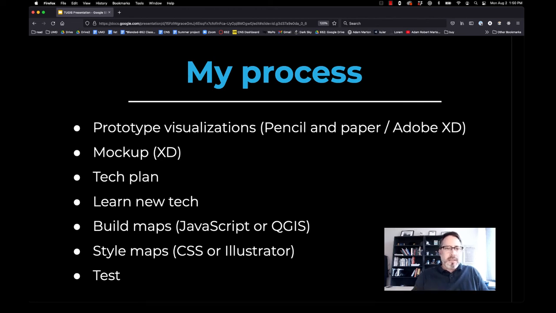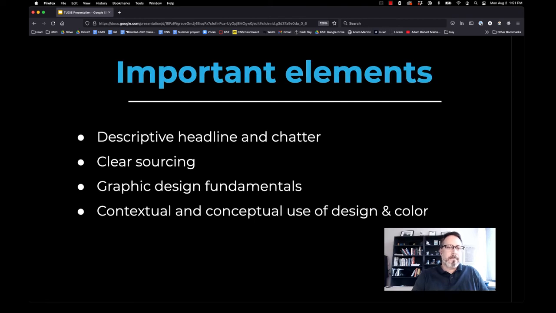Then I'll come up with a tech plan, which if I'm using QGIS is generally going to involve me doing some research and learning some new tech. Then I'll build my maps using JavaScript or QGIS. I'll style my maps using CSS or Illustrator. And then if it's an interactive map, do lots and lots of testing, browser testing, mobile testing, and generally have to do some refinement based on that.